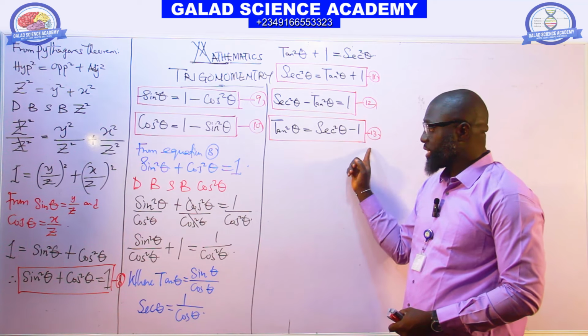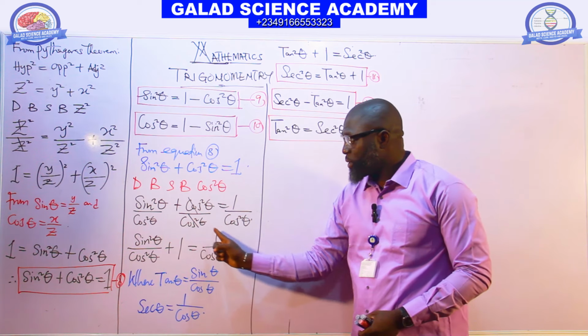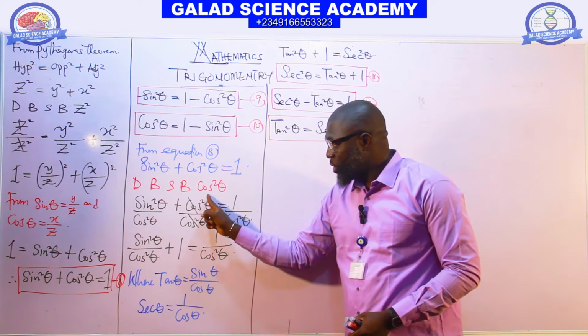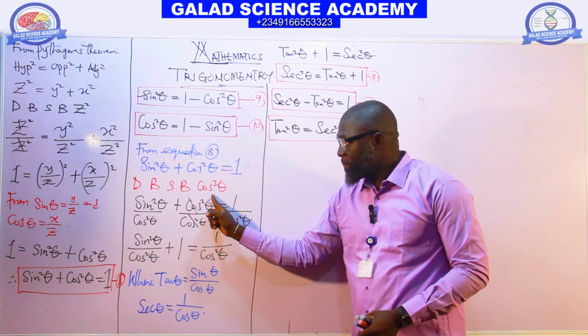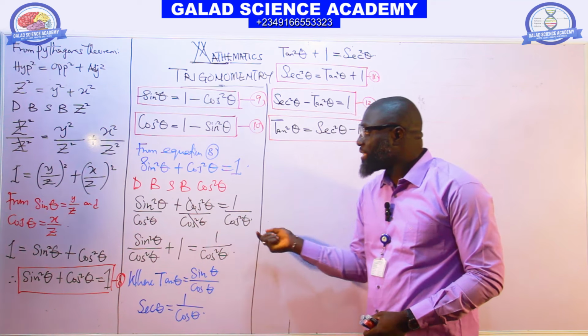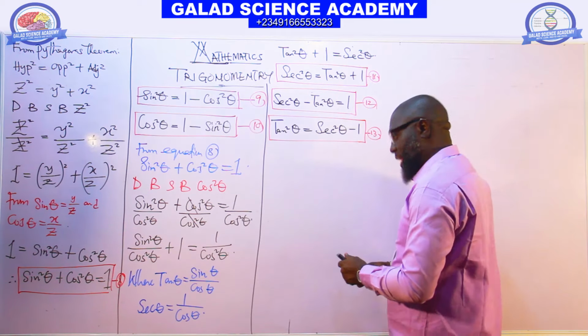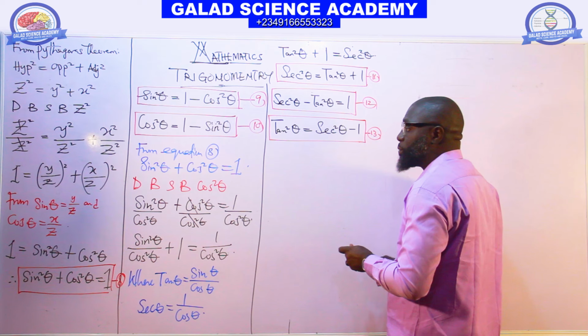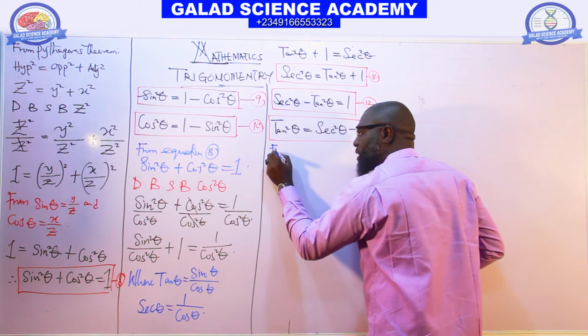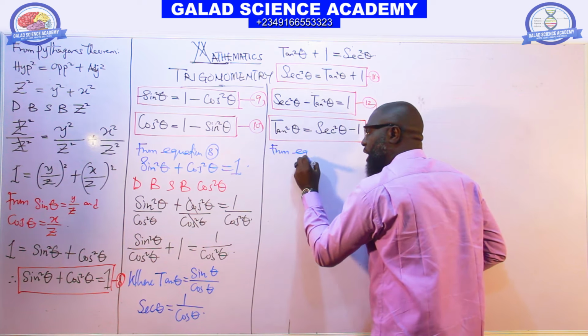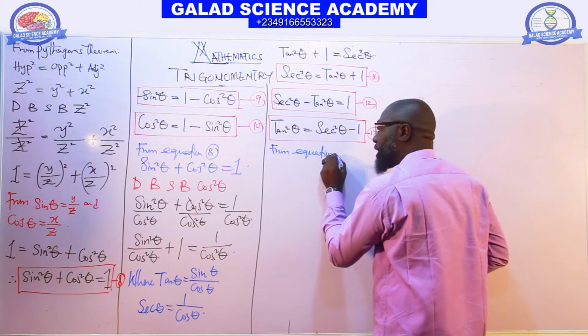Here we divide both sides by cos squared theta. And again now, I will go back to equation 8 again, from equation 8 again.